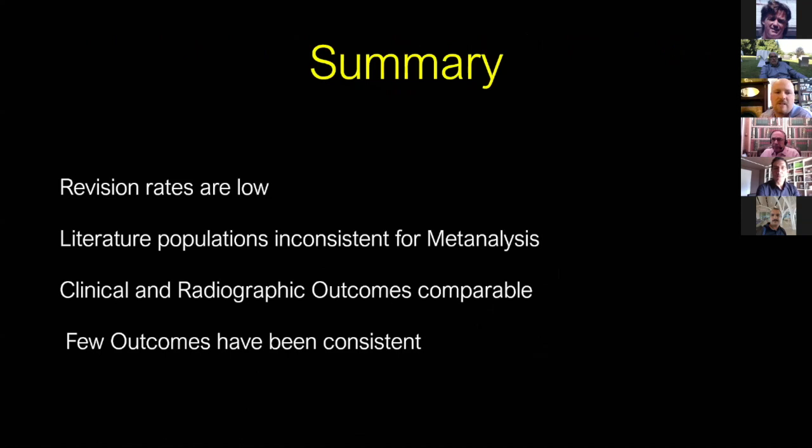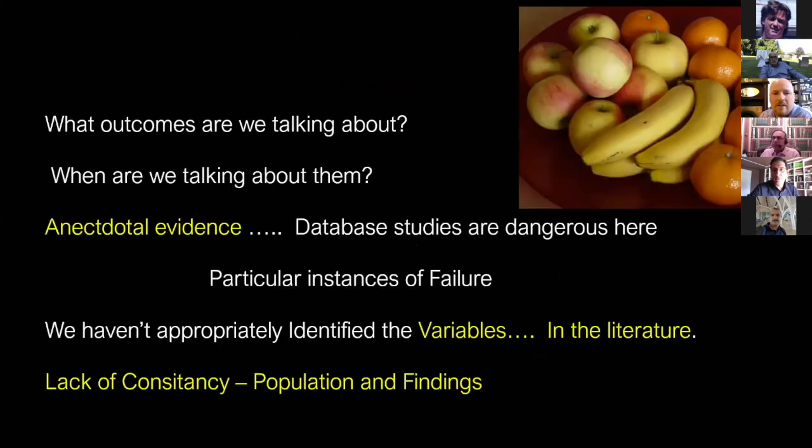So to really summarize everything, overall the revision rates are low. I think that our literature populations are very inconsistent, even for meta-analysis. When I was considering throwing all of these papers together, I don't even know if there's a consistency there. Bottom line is the clinical and radiographic outcomes are comparable, and few of the outcomes looked at are consistent. So moving forward and saying which one is better and which one is worse, I think we need to identify when and what. So what outcomes are we talking about? When are we talking about them? Because our revisions really are anecdotal evidence.